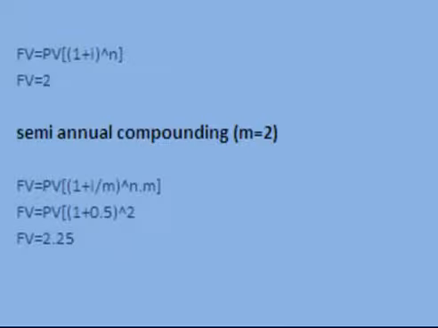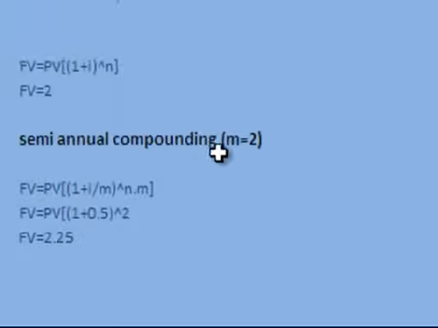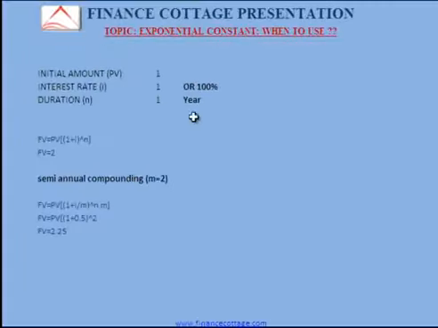Now if we increase the frequency of compounding, means if we want to know what would be the future value of $1 if the interest rate is compounded quarterly, or monthly, or maybe with a higher frequency like daily compounding, or an even higher frequency, what would be the future value of $1? So to understand this concept, let's make a table.